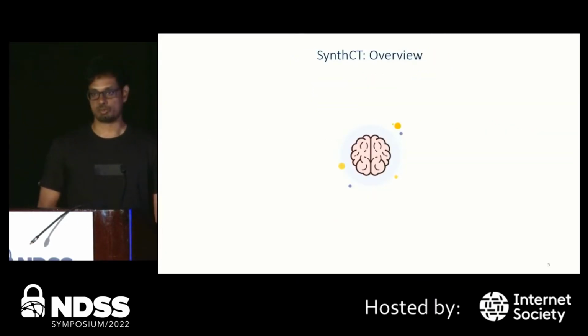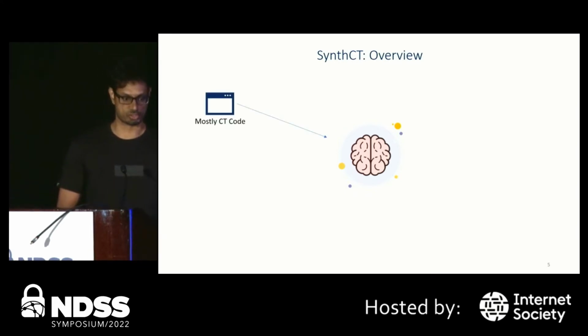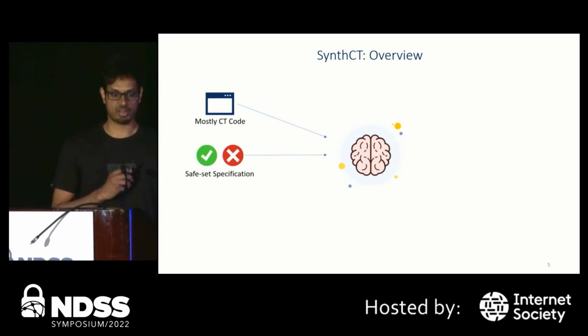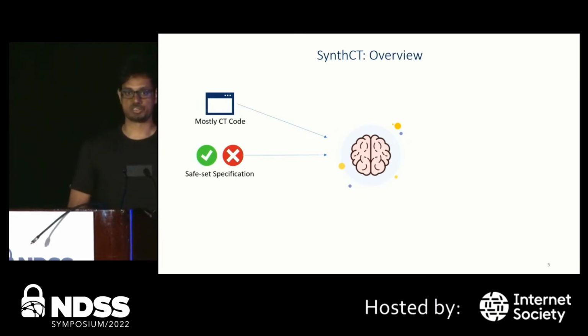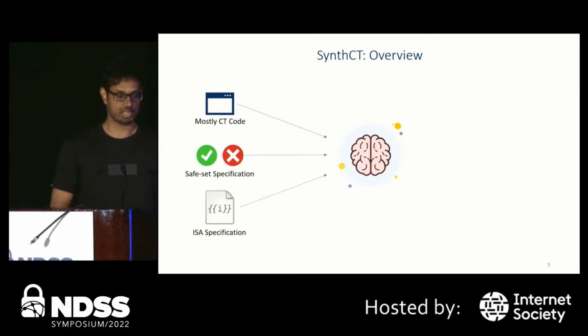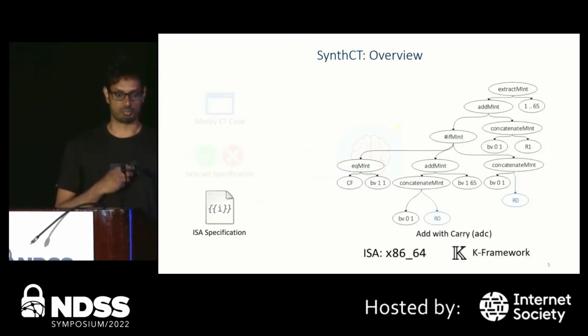Before we dive into details, I want to give you a quick high-level view of SynthCT. Our framework takes as input mostly constant code, a microarchitecture specification that divides the ISA into a safe and an unsafe set. Ideally, we would get these specifications from hardware vendors, for example, like ARM's DIT, or they may be reverse engineered by the community. And lastly, an ISA specification that defines the functional semantics for each instruction in the ISA. In our work, we use the most complete set of x86 semantics written in prior work.